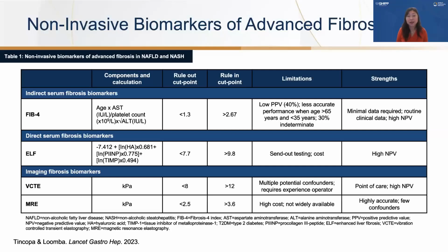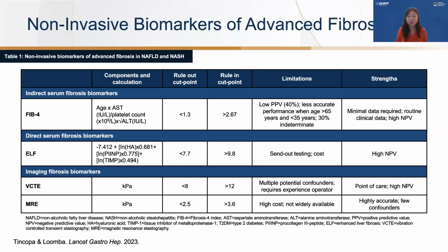The limitation with FIB-4 is that it has a low positive predictive value of about 40%. This means that this is not a good test to rule in advanced fibrosis. Because this test uses age as part of its calculation, anyone who's older than 65 years old will naturally have a higher FIB-4 score. So for those patients who are older than 65, we use a cutoff of 2.0 instead of 1.3.